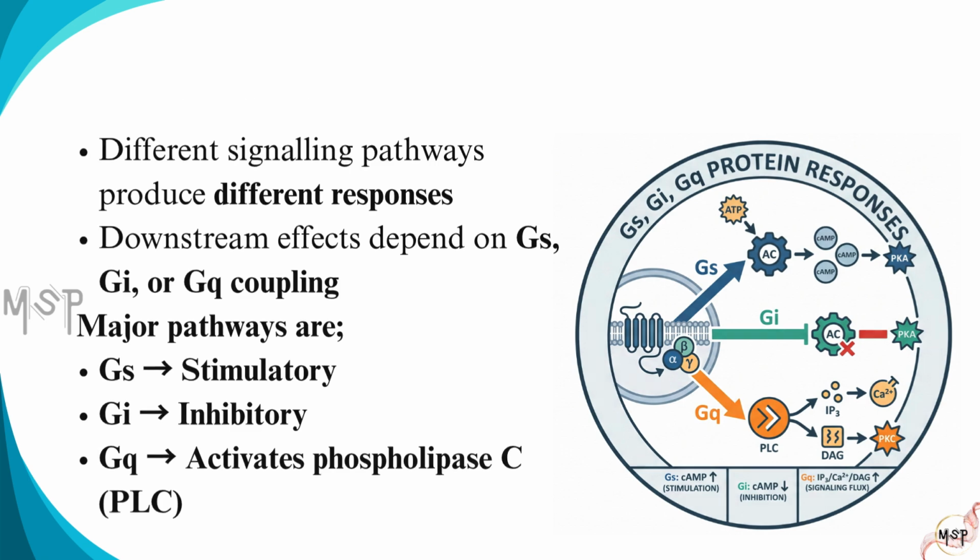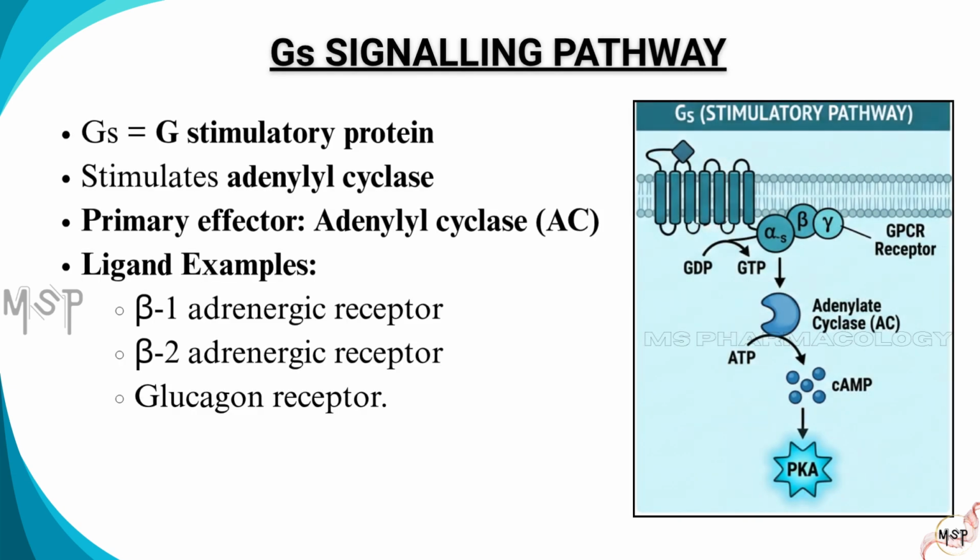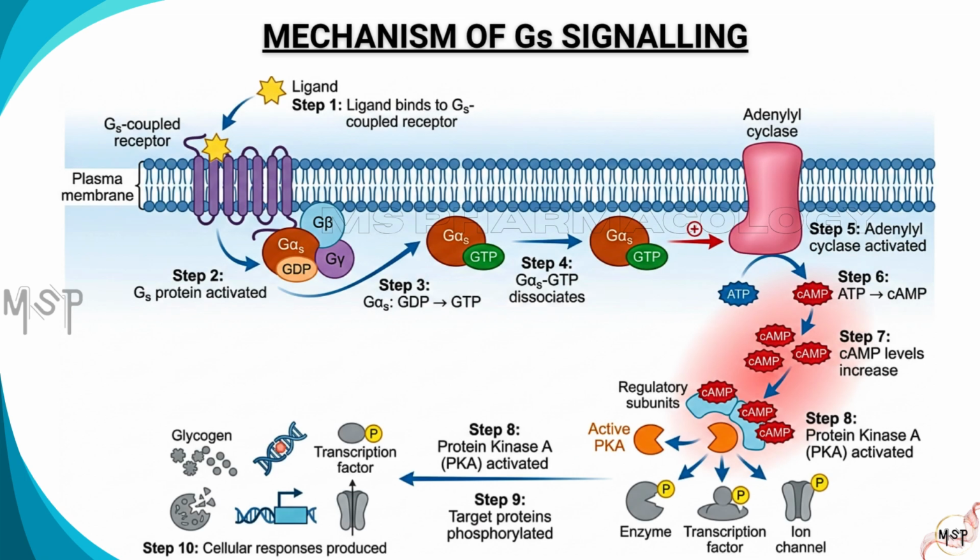Let us begin with the GS pathway. GS stands for G-stimulatory protein. As its name suggests, its primary function is to stimulate the activity of the enzyme adenylyl cyclase. Adenylyl cyclase is embedded within the plasma membrane and serves as the major effector enzyme of the GS pathway. Next is the mechanism of GS signaling.